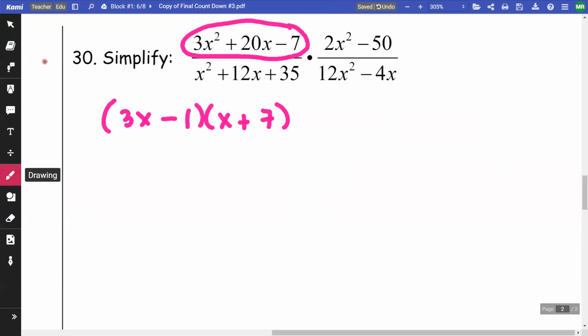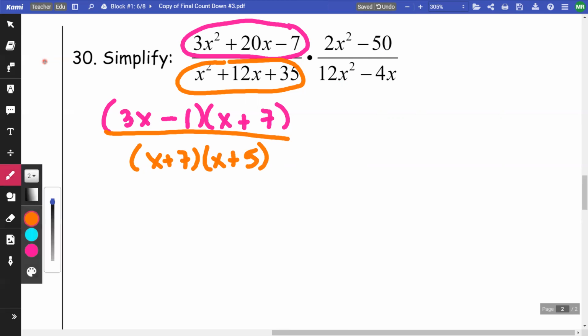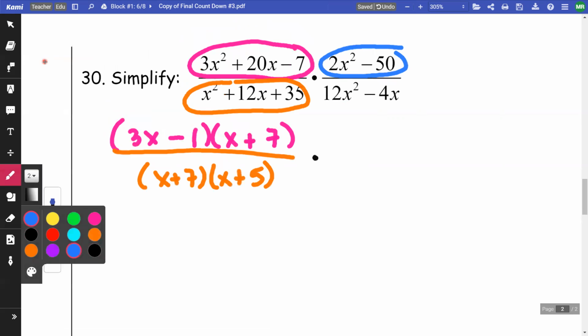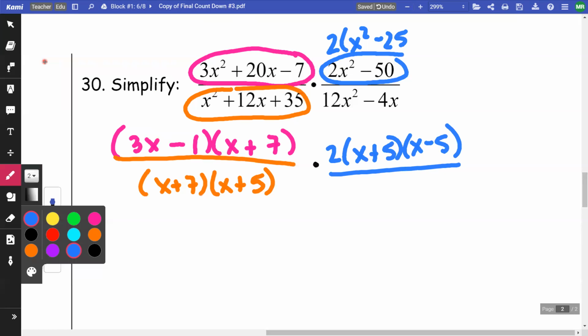Okay. This bottom one here is going to be an x plus 5, x plus 7, times this right here. First thing I'm going to do is I can take a 2 out, and I'm going to get an x squared minus 25. So I'm going to have a 2. Now the x squared minus 25 is a difference of 2 squares, x plus 5, x minus 5. It's important you can notice that. It just saves you time.